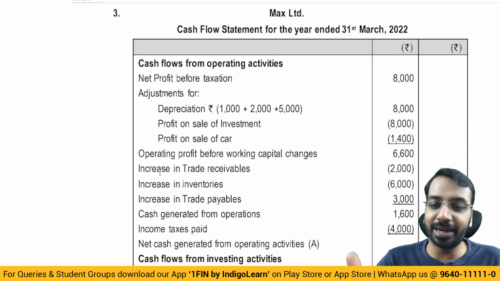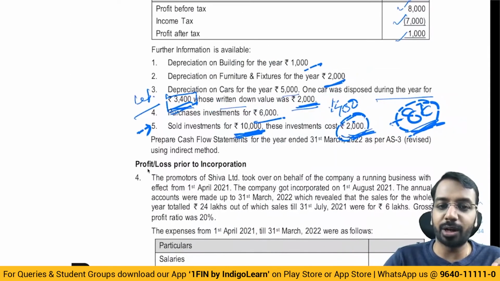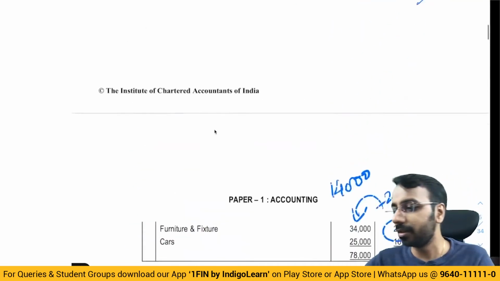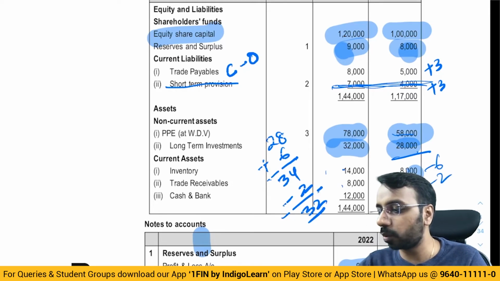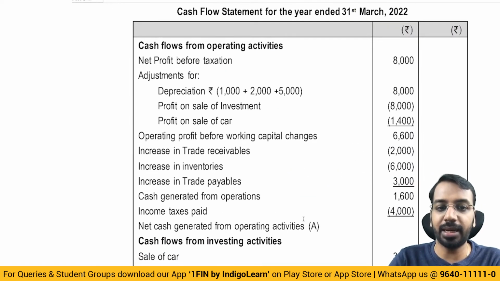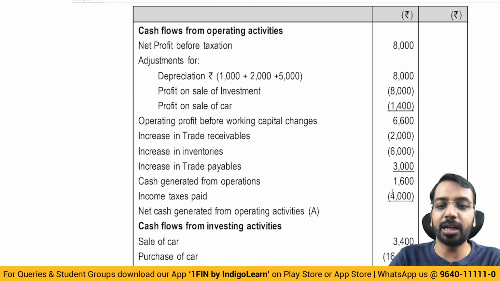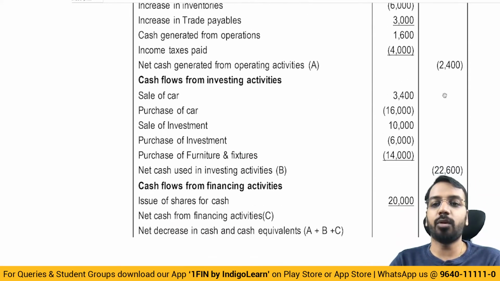Then increase in trade receivable, as I told you, always opening minus closing. Simple thing that you need to remember. No need to make it very complicated. Just go to the balance sheet and see opening minus closing. So this is 6 minus 8, minus 2. For liabilities, closing minus opening, 8 minus 5, plus 3. So, minus 6, minus 2, plus 3. Then cash from operations 1,600. Income tax paid. I told you, right? Opening balance is paid fully. So, you get cash from operating activities.